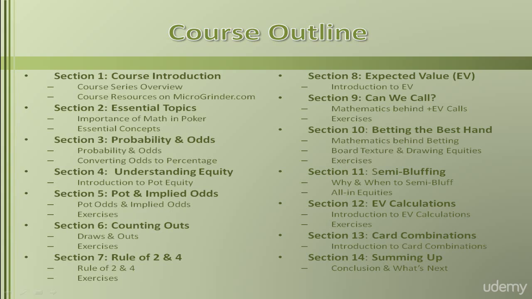Section 8, we're going to introduce the concept of expected value. Section 9, we're going to look at all these different topics we talked about in Section 3 through Section 7 and apply those in spots where we have a drawing hand and we have to make a call, and we'll be determining if we can make a profitable call or an unprofitable call in certain spots.